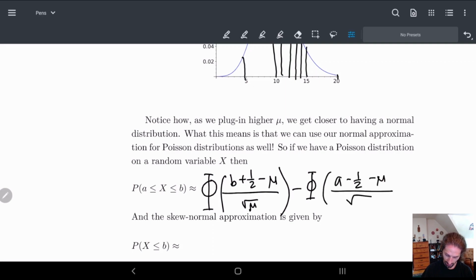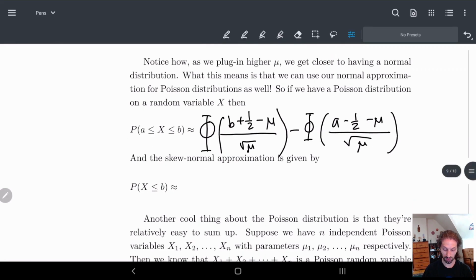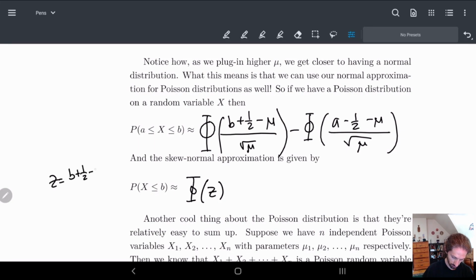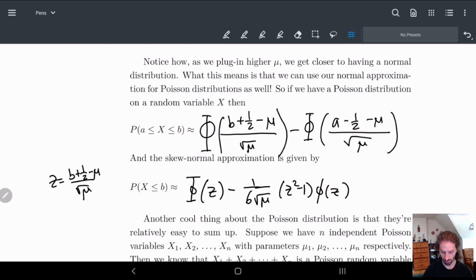But it's the exact same idea here. And we can do a very similar thing with the skew normal. So if I want x less than or equal to b, well, in this case, I can just look at phi of z. And then here z, remember, is equal to b plus 1/2 minus mu over square root of mu. And then we can just do 1 over 6 divided by the standard deviation, which is square root of mu, times z squared minus 1. So notice how this is basically the same formula as before, phi of z. And that's it.